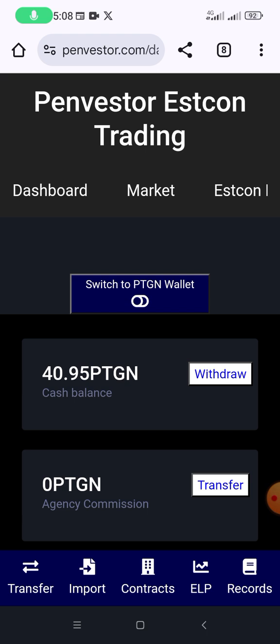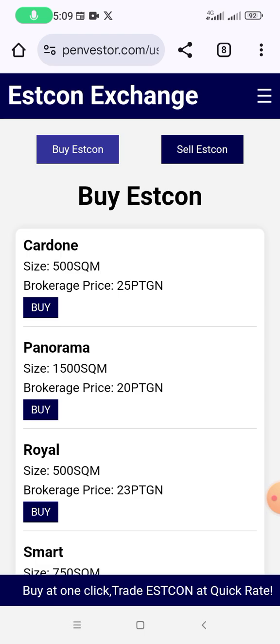It means that any person that sells 450 PTGN to me at the rate of 15 PTGN, the person will get 15 PTGN and I will get 450 Elon ESTCON, because he's selling it to me. Now, if I want to, I will go immediately to create a buy order that I'm buying. This is a kind of confusing.